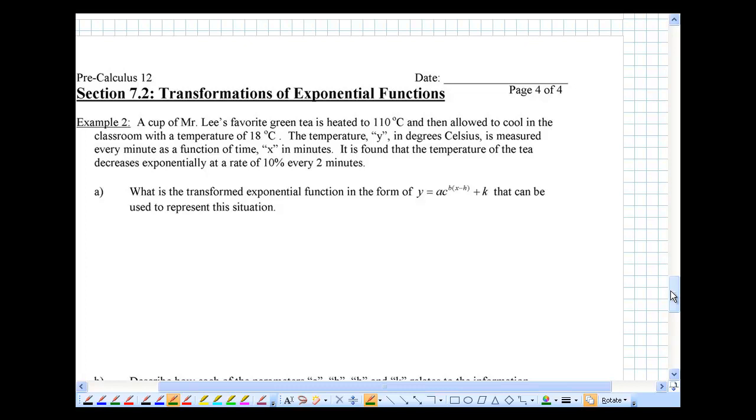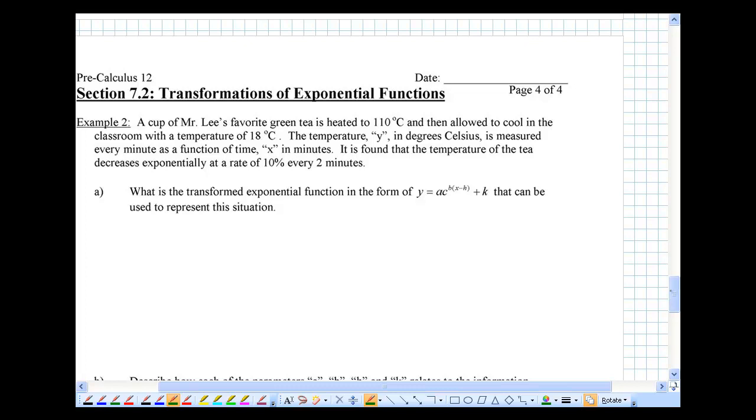And it says that it's found that the temperature of the tea decreases exponentially at a rate of 10% every 2 minutes. Okay. So I want you to then use all this information and figure out the transformed exponential function in this form. Okay, we did something like this last day with those compounding interest and bacteria growth questions. So here's just another situation where you see exponential growth, or in this case, decay.